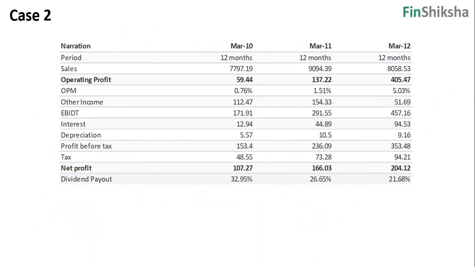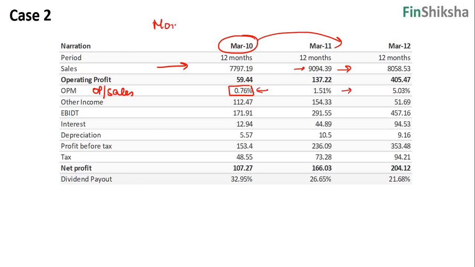Take another case. If you look at this particular company, in case 2, look at the data points for 2010, 11, 12. Sales are increasing marginally, but operating profit goes up, and operating profit margin, which is nothing but operating profit divided by sales, has gone up from 0.76% to close to 5%. So there's a benefit in terms of higher profitability. The company seems to be more profitable, correct? And it seems to be generating twice the amount of net profit as well. Leave the other items aside.